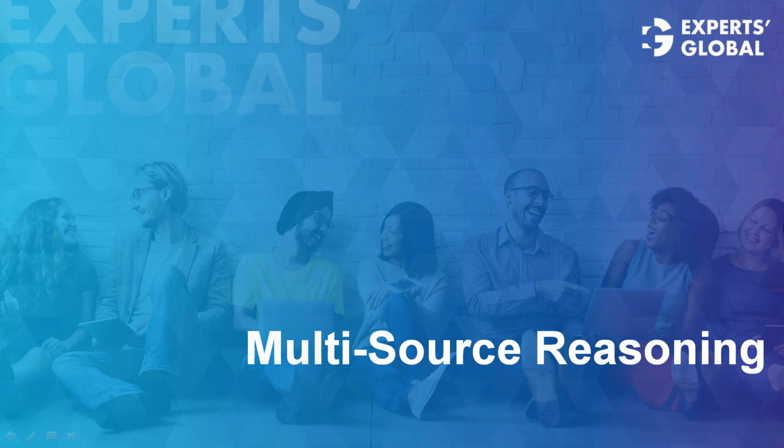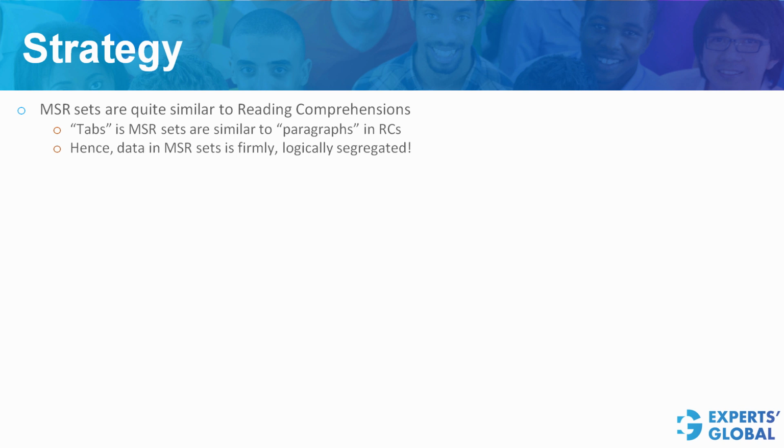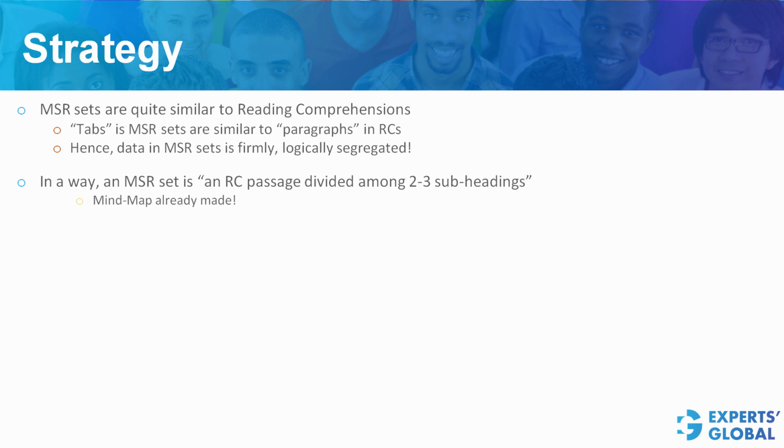Multi-source reasoning, and strategy for solving it on the GMAT. MSR sets are quite similar to reading comprehensions. Tabs on the MSR sets are similar to paragraphs on reading comprehensions. Hence, the data on the MSR sets is already logically segregated for you. In a way, an MSR set is an RC passage divided among 2 or 3 subheadings, and therefore the mind map is already made for you.